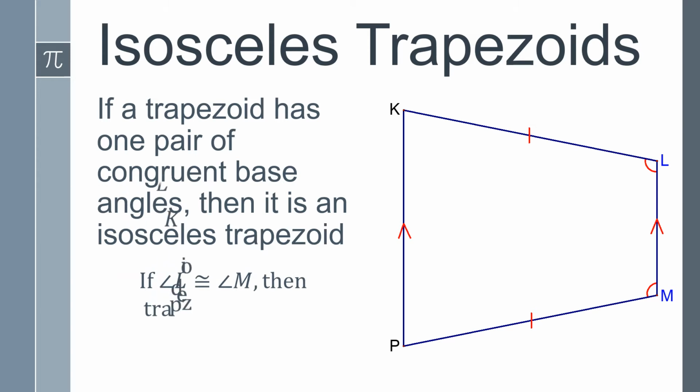Okay, if a trapezoid has one pair of congruent base angles, then it is an isosceles trapezoid. So if angle L is congruent to angle M, then the trapezoid is isosceles. We could say the same on the other side. If angle K was congruent to angle P, then the trapezoid is isosceles.